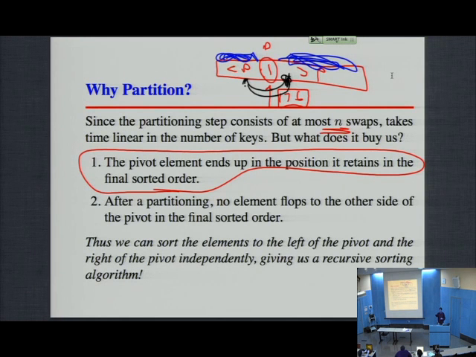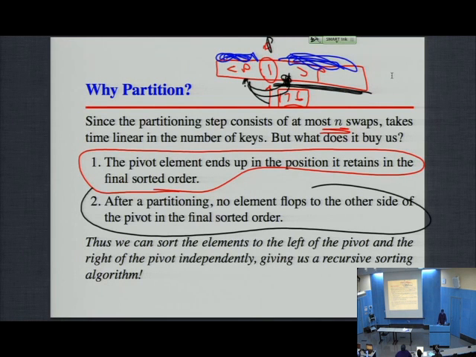Why? Our invariant is, in order to have gotten into this club, you had to be bigger than the pivot. In order to be to the left of the pivot, you got to be less than the pivot. You can't have it both ways, right? So what's great here is no element's going to flop after that. And therefore, we have broken our sorting problem.